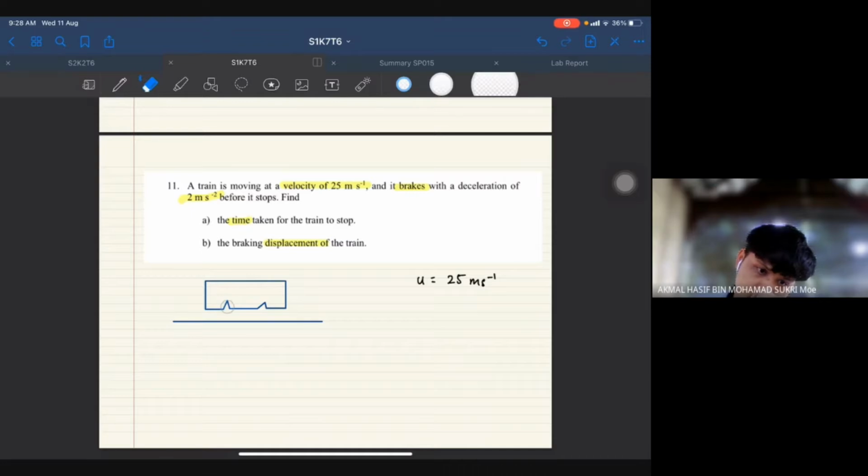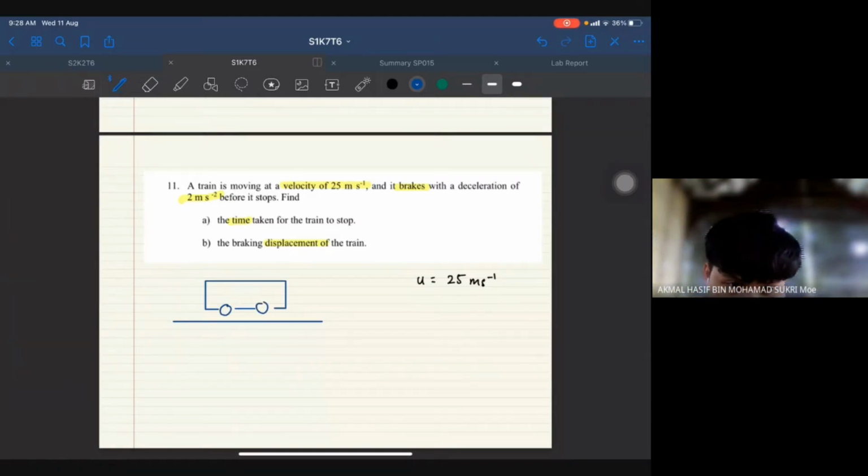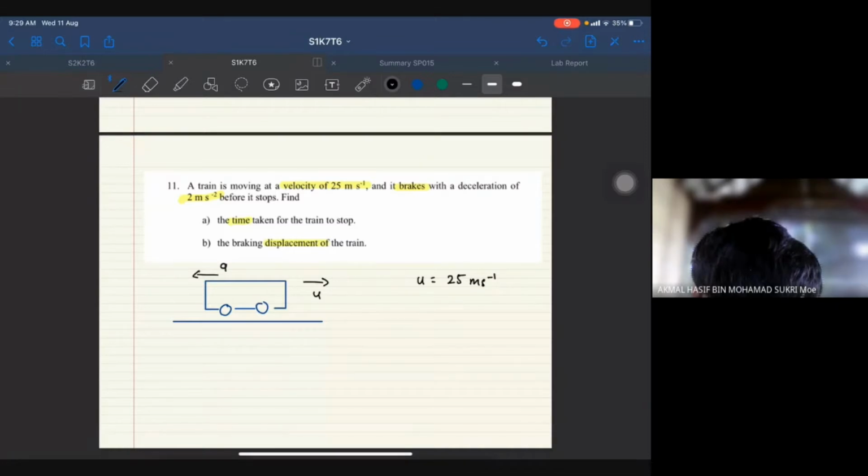Okay, we assume this one is the train. Okay, so U is to the right. So initially it is moving. And it brakes with a deceleration of 2 meter per second squared. So where is your A? To the left. Okay, A to the left. So whether deceleration or acceleration, we still use the symbol A. Don't use another symbol. The only difference now is just the direction.